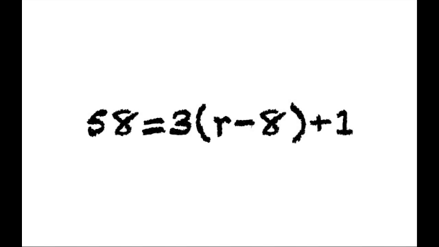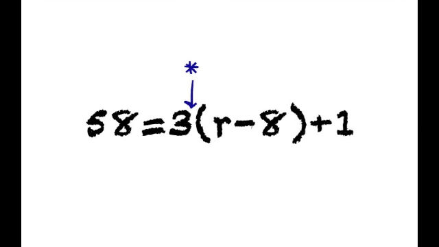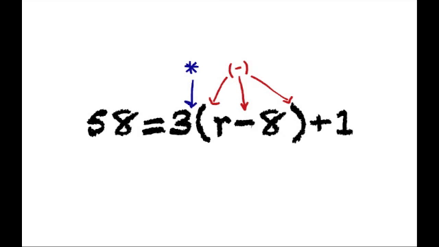Now the final expression we're going to solve together today is 58 equals 3 times the quantity of r minus 8 plus 1. Remember, the goal in solving by inversing is to get r all by itself because we want to know what r equals. So to do this, let's look over the expression and pick out all the operations. Well, we see that there's multiplication, there's subtraction within the parentheses, and there's also an addition.